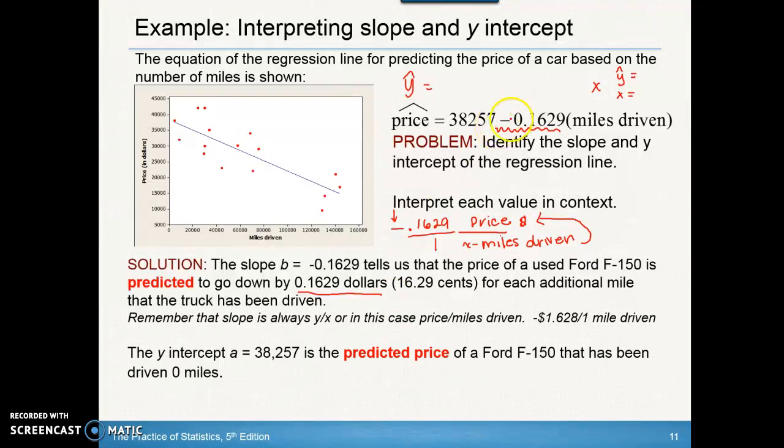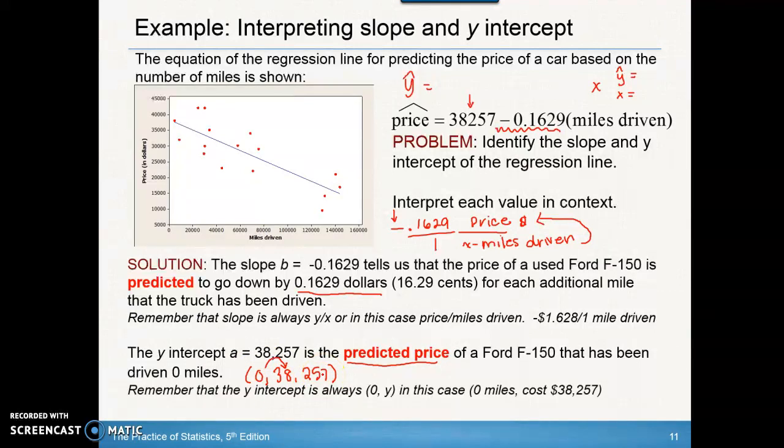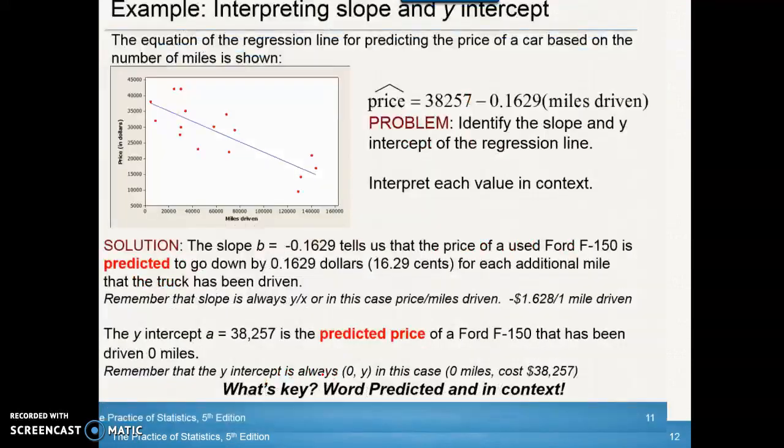The y-intercept in this case is 38,257. That is, notice, the predicted price of a Ford F-150 that's driven 0 miles. And if you're ever not sure how to do this, just write it as an ordered pair, 0, 38,257. And when you do that, you know that this 0 is your miles driven. So for every 0 miles driven, the predicted price starts at 38,257. Just make sure that you use the word predicted. The word predicted and in context are your key here.